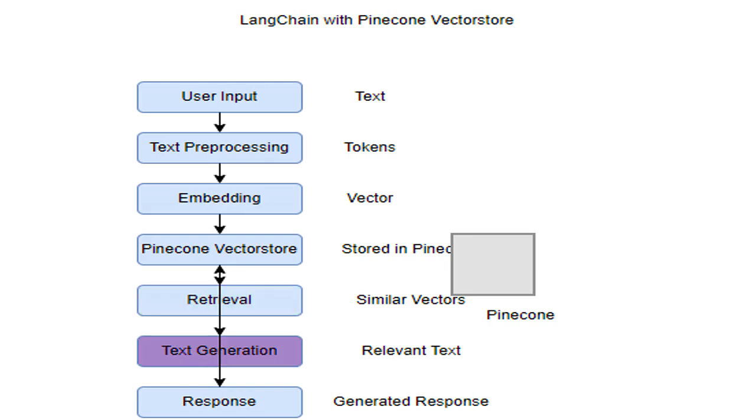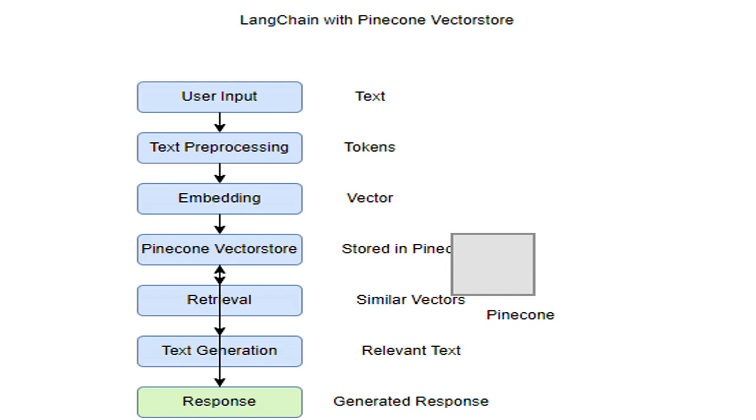Text generation. Generates a response based on the retrieved text. Utilizes a language model to create a coherent and relevant response based on the retrieved information. Receives relevant text from retrieval and sends the generated response to response. Formulates the response based on the retrieved information.